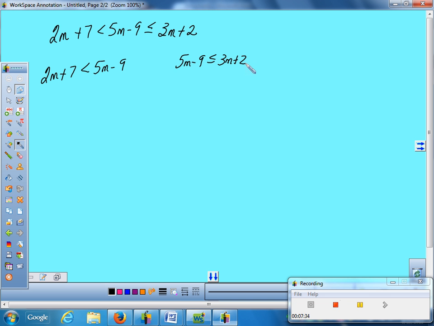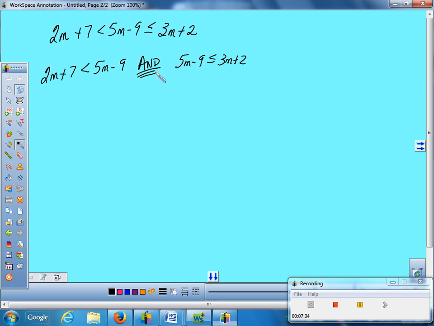Now what you all have to learn is, would it be and or or in the middle of this? Well, I'm thinking or. Is it saying 2m plus 7 is less than 5m minus 9, or it's less than 3m plus 2? No. It's and. So, this is an and. When they're squished together like that, it's always an and. If you see it written with two inequalities, it's an and problem, guaranteed.